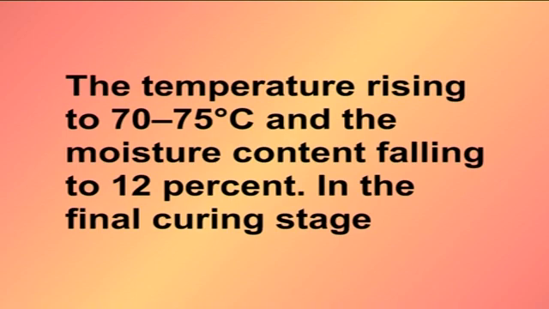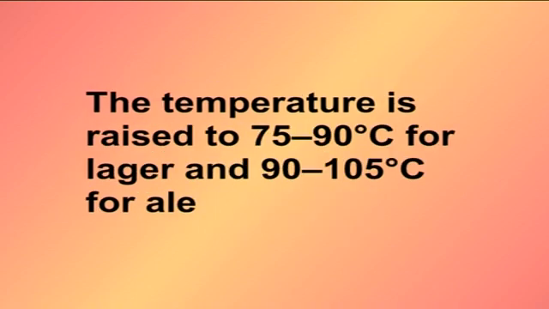In the final curing stage, the temperature is raised to 75 to 90 degrees Celsius for lager and 90 to 105 degrees Celsius for ale. The finished malt is then cooled and screened to remove rootlets.